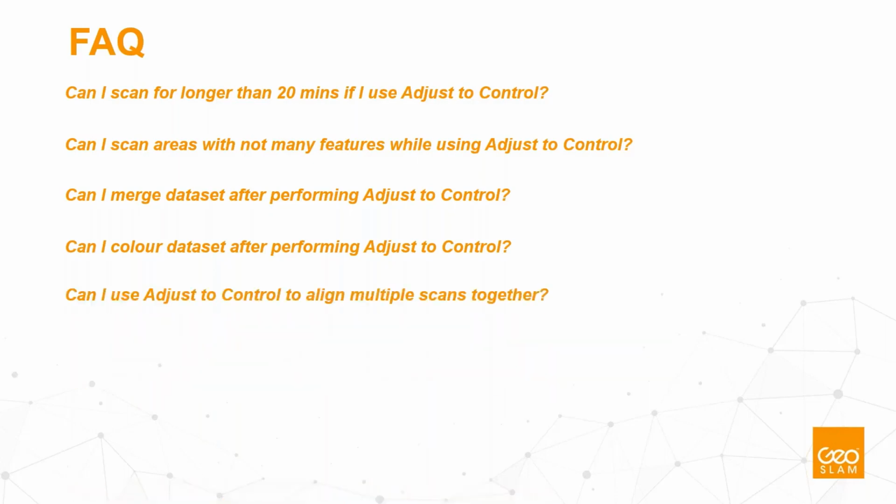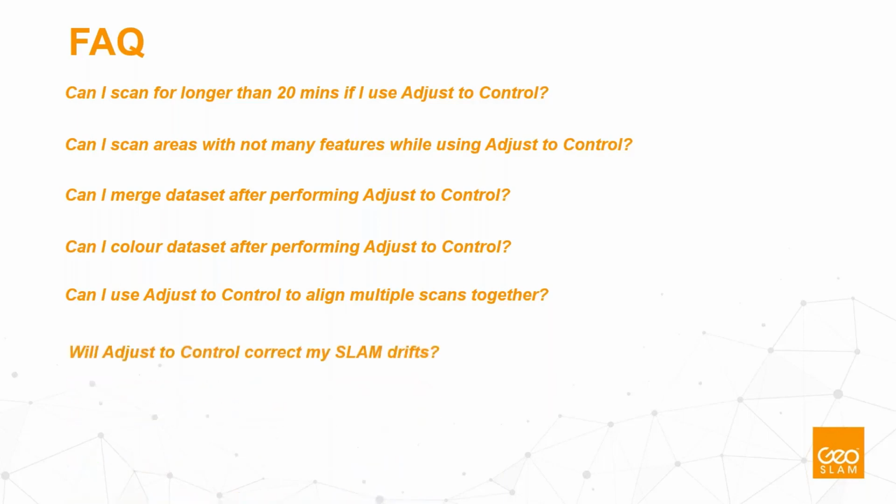Can I use Adjust to Control to align multiple scans together? That was actually also a question that popped up at some point, and the answer is yes, but the workflow is still ongoing, so it is not finished. But it is an idea that you could potentially use for stockpile measurements, construction, and other areas where you would want to align multiple scans by selecting only a few reference points.